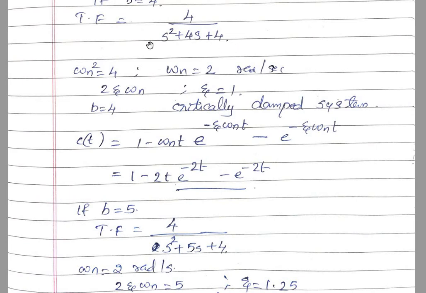So, if you want to take the Laplace inverse, you can substitute R of s is equal to 1 by s here, and you can write the output response C of s is equal to 4 divided by s into s square plus 4s plus 4. Now, by taking Laplace inverse also, you will get the same answer. You can approach the problem in both the ways.